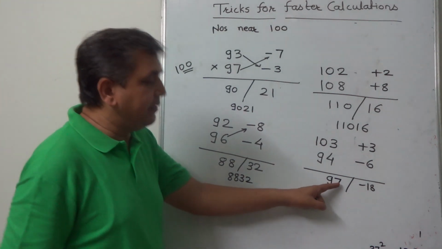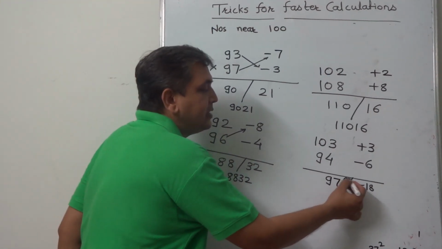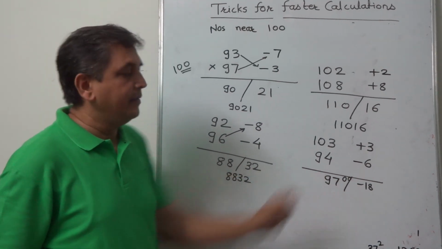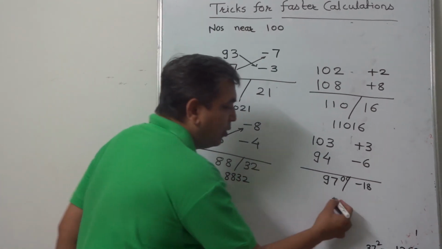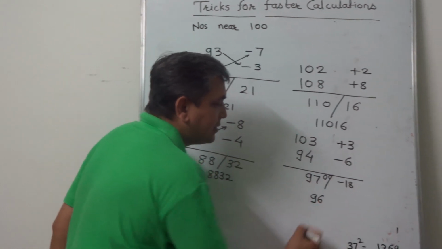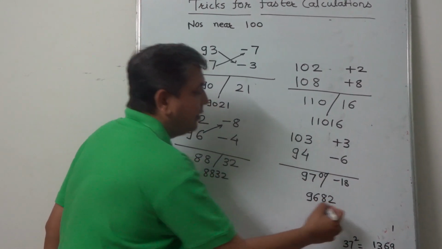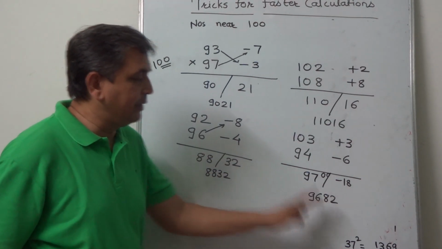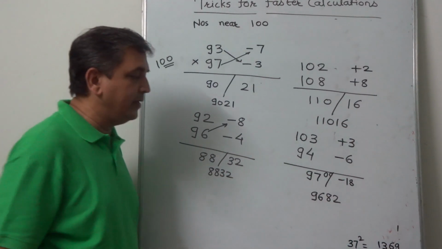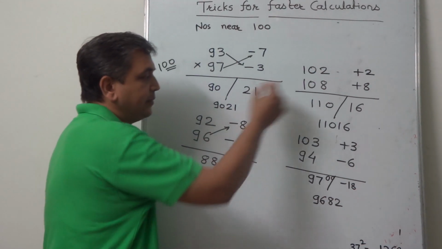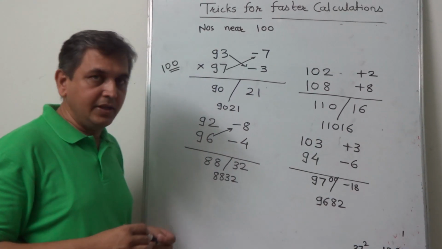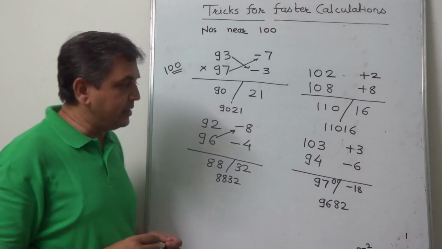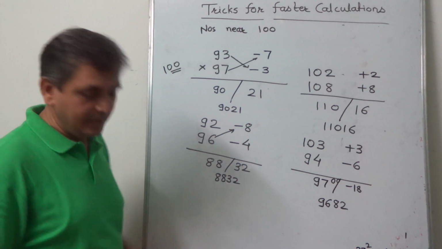Now 97 is actually 9700, and from that we have to subtract 18. Now when we subtract 18, what do we get? 9682. The last number we subtract from 10, this will be the answer, 9682. So I hope this calculation is clear. If you practice well, take some 8-10 problems and practice, this will be very easy.